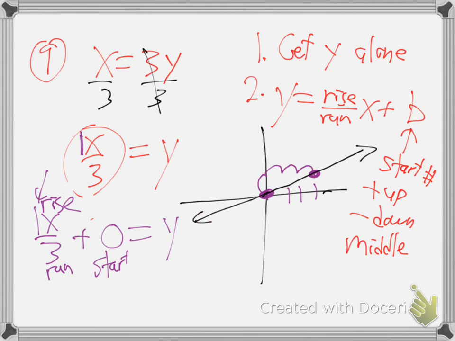How are we doing? Is this getting easier? Questions I can answer? So we always get y alone. Make it look with the 3 numbers. Start at 0, go up 1 over 3. All right, you look happy.